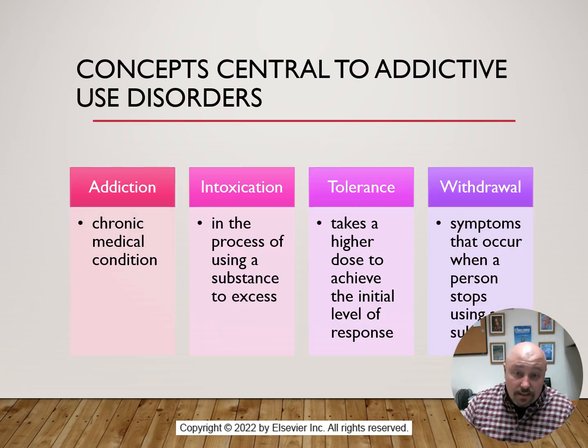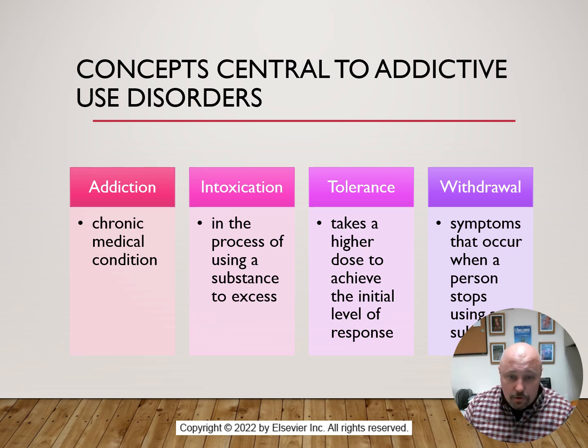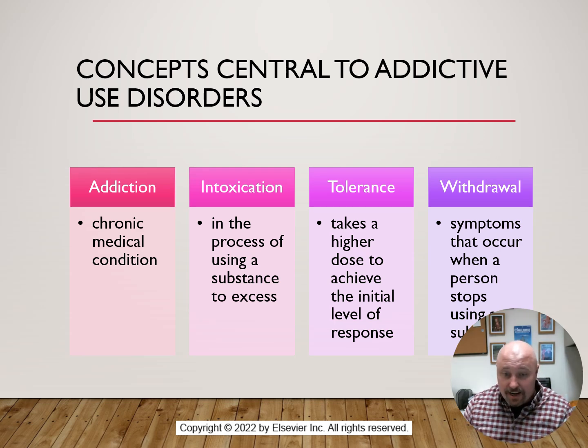There are several concepts central to addictive use disorders. Everything from the addiction itself, defined as a chronic medical condition. Intoxication, this is the active process of using a substance to excess. Tolerance, this is where a substance takes a higher and higher dose to achieve that initial level of response. And finally, withdrawal. These are symptoms that occur when a person stops using or is unable to receive the substance.